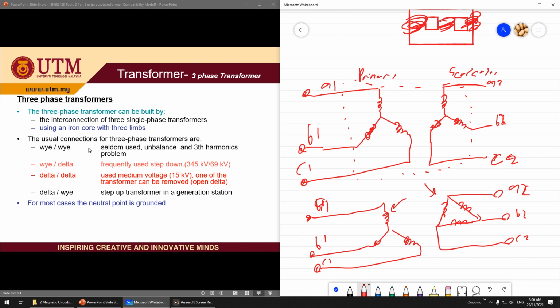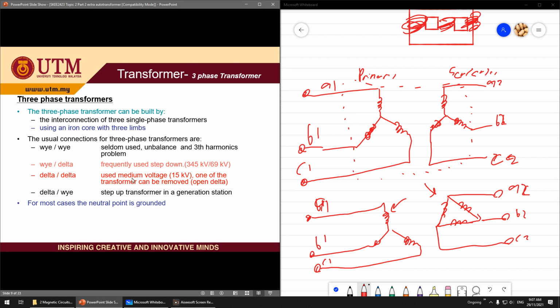You also need to know the application for each. Y-Y is rarely used because it has unbalanced and third-harmonic problems. In a step down transformer we usually use Y-delta connection, which is frequently used in step down transformers. Delta-delta is usually used in medium voltage.